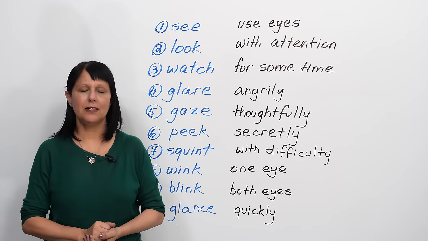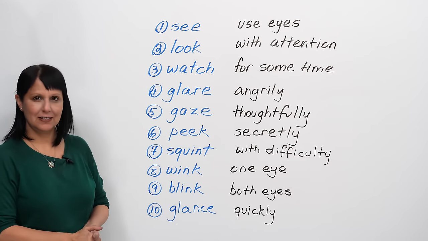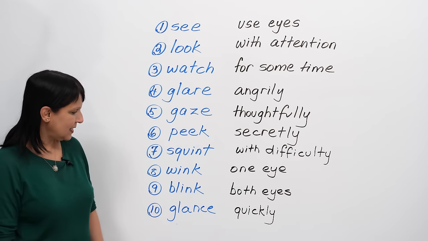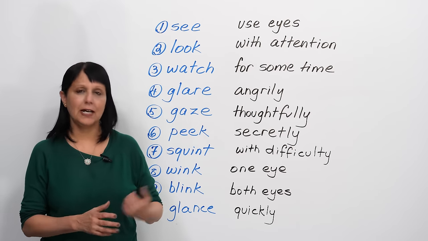We blink naturally, right? Thousands of times a day. Blink. That's to close both eyes. Okay? And the last one is to glance. So to glance means to look quickly at something.